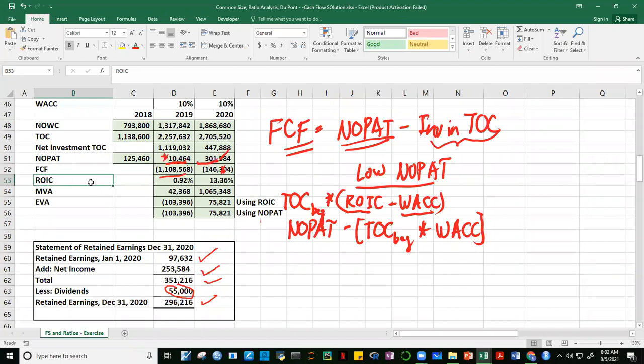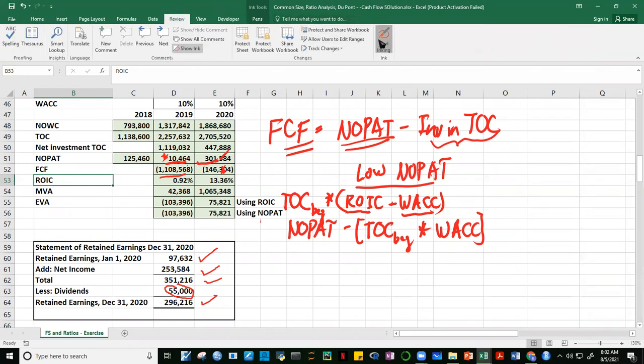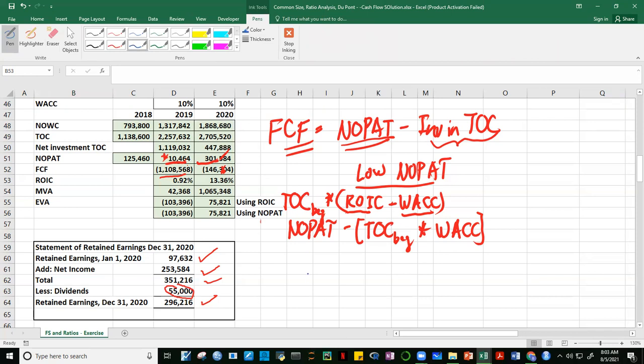So for ROIC, you have a numerator and a denominator. Our numerator here will be our NOPAT, and our denominator will be the invested capital, or your TOC. Let me once again flash this formula, a quick review. So ROIC, return, is equal to your NOPAT paired with TOC beginning.